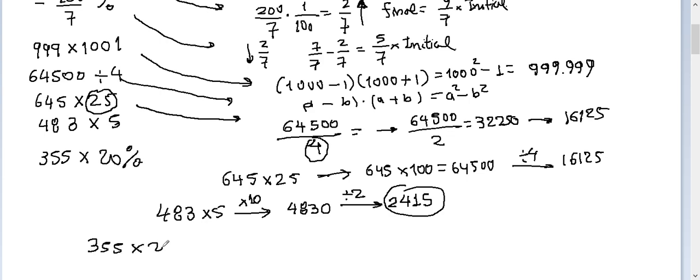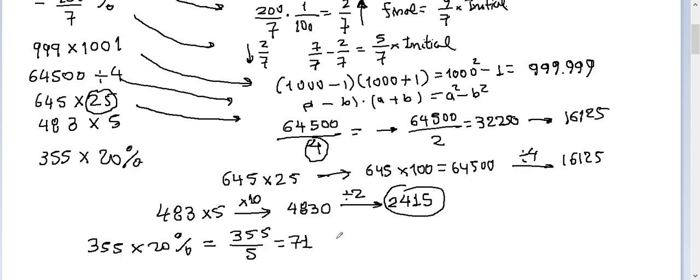So another thing here is 355. I have to find 20% of that. Okay, you get the calculator, you say 355 times 0.2. But there are many ways of finding this one. Remember that 20% is 1 over 5, so actually this is 355 divided by 5, and that's exactly 71.